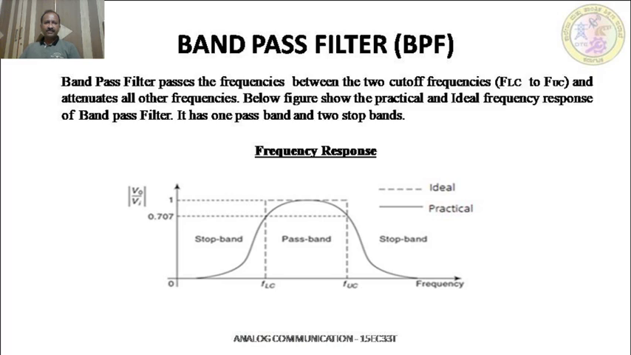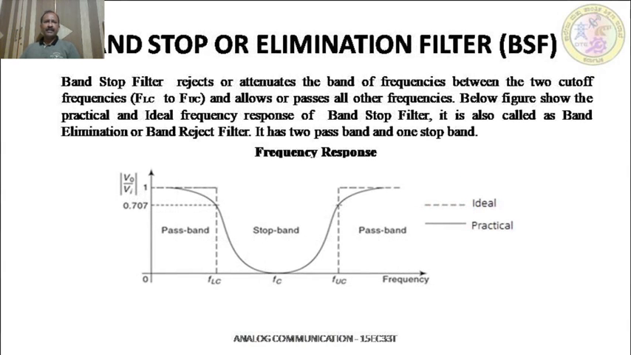The lower cutoff frequency is going to separate the stop band and pass band. The upper cutoff frequency is going to separate the pass band and then the stop band. Here the dotted line indicates the ideal frequency response, and the solid line indicates the practical or actual frequency response. Like this you can define a band pass filter. Next, the last one, the band stop or band elimination filter.